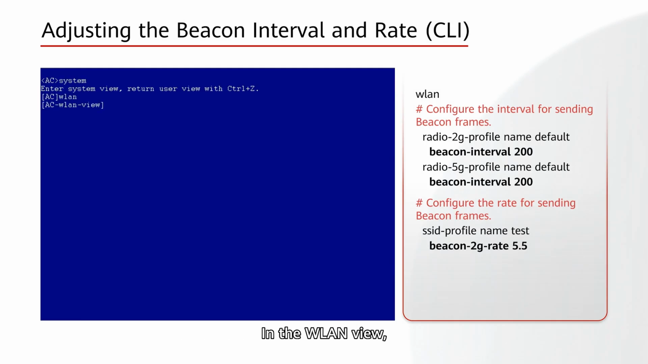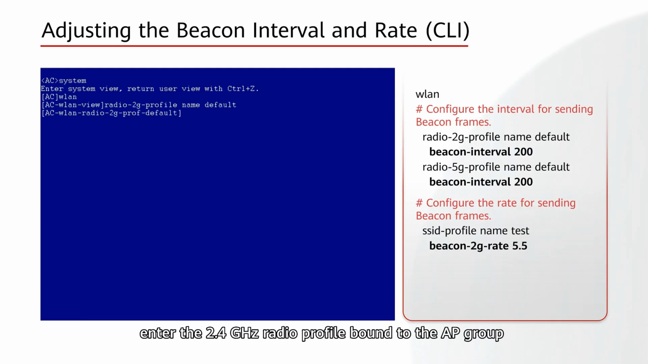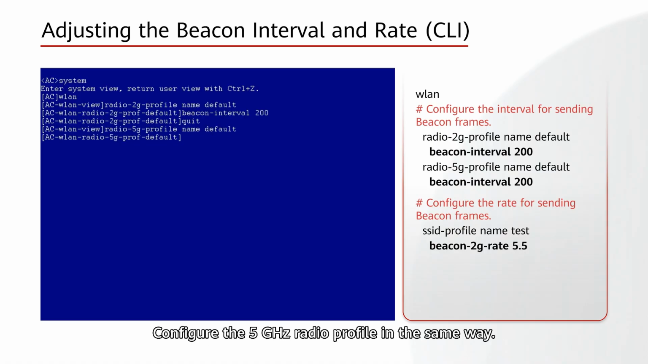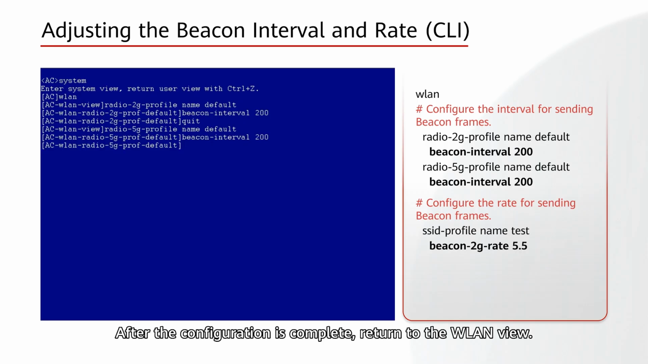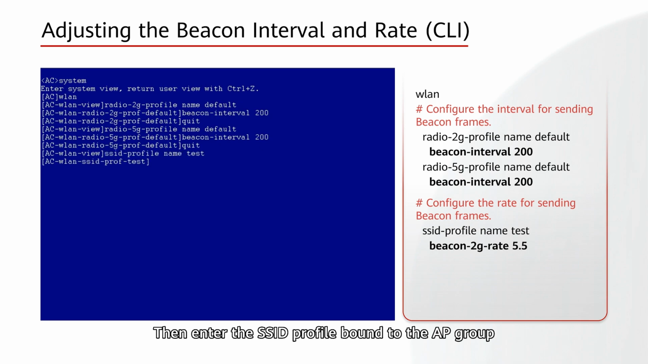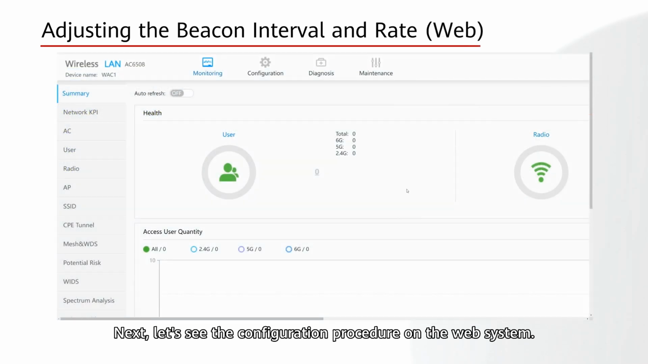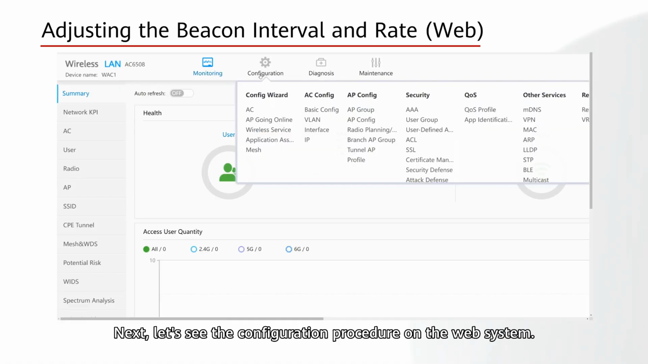In the WLAN view, enter the 2.4 GHz radio profile bound to the AP group and configure the interval for sending beacon frames. Configure the 5 GHz radio profile in the same way. After the configuration is complete, return to the WLAN view. Then enter the SSID profile bound to the AP group and configure the rate for sending beacon frames. Next, let's see the configuration procedure on the web system.